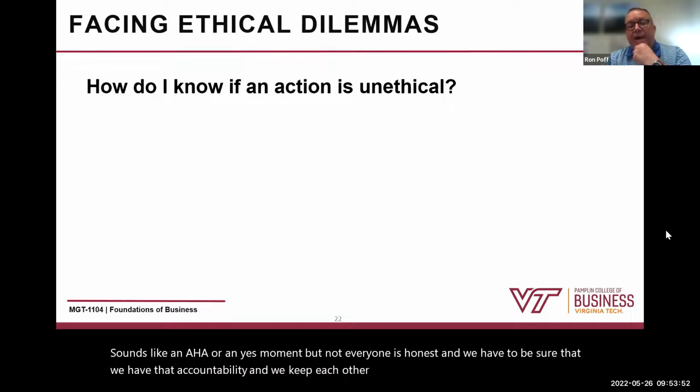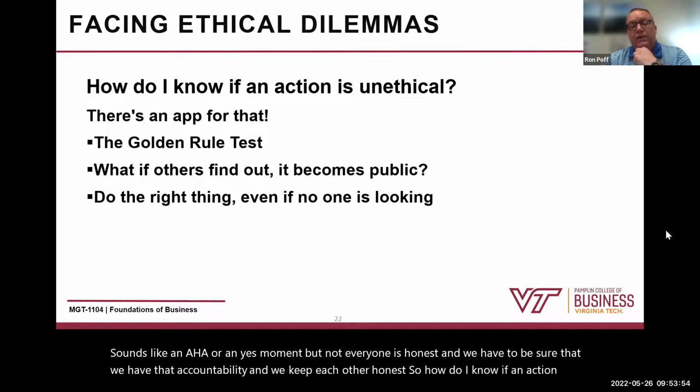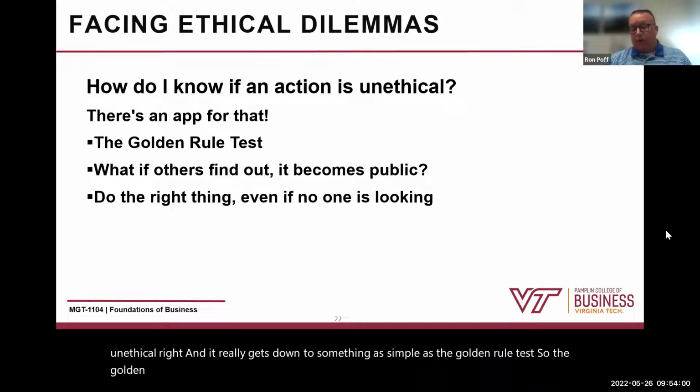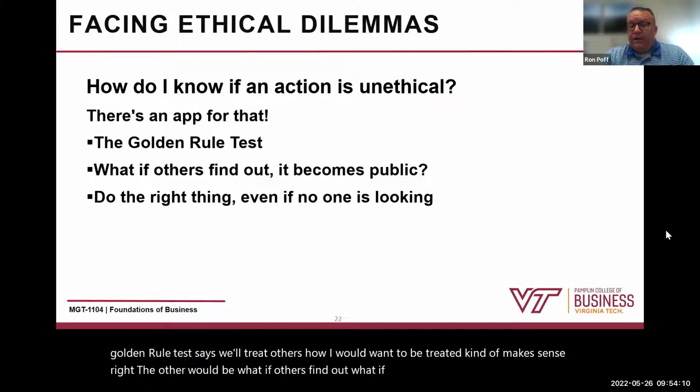So how do I know if an action is unethical, right? And it really gets down to something as simple as the golden rule test. So the golden rule test says, I will treat others how I would want to be treated. Kind of makes sense, right? The other would be, what if others find out? What if it becomes public?